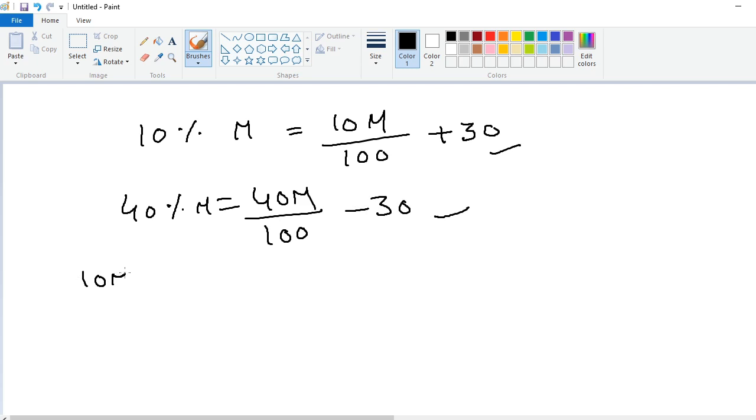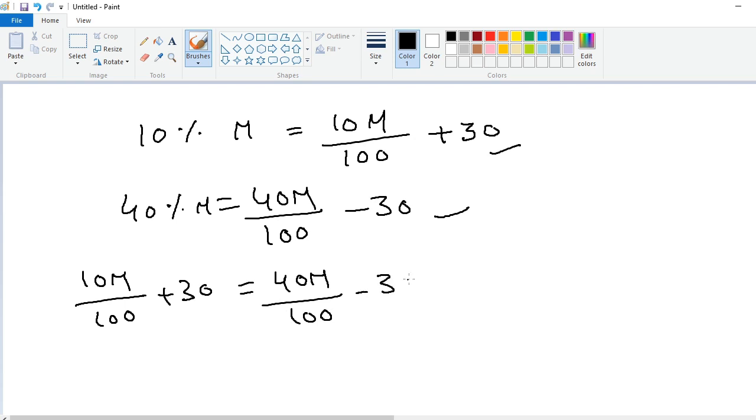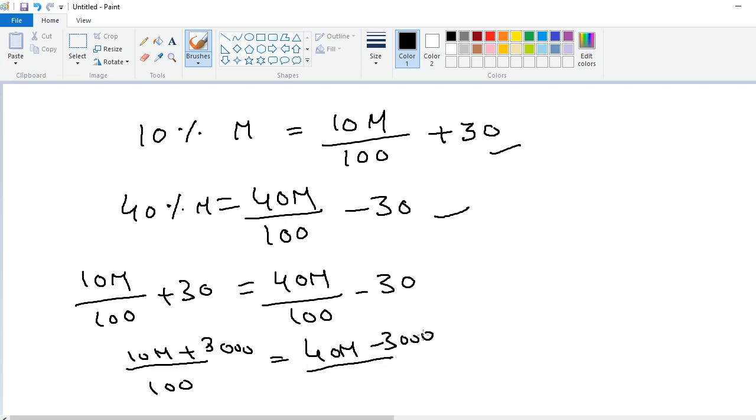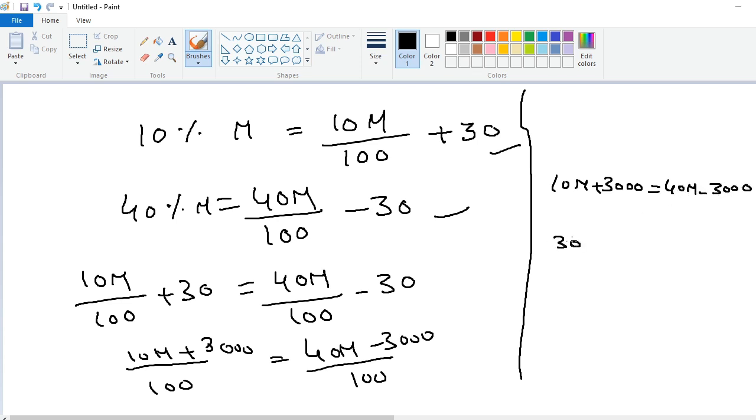We get the answer: 10m by 100 plus 30 is the pass mark, and likewise 40m by 100 minus 30 is the pass mark. So simple LCM, 100 is the LCM. 10m plus 3000 is equal to 40m minus 3000 by 100. The 100 cancels. So 10m plus 3000 is equal to 40m minus 3000. So 30m is equal to 6000, so m is equal to 200. The maximum marks are 200.